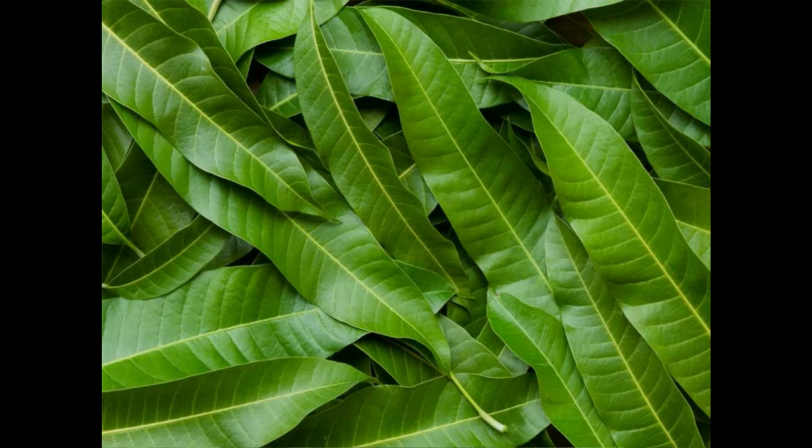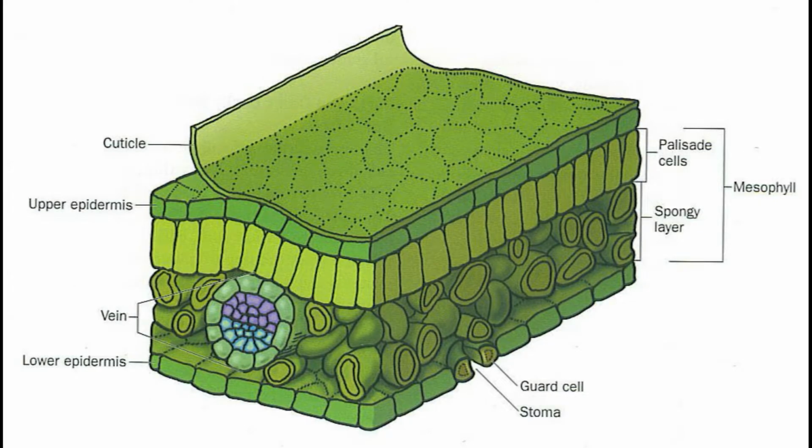Leaf structure. A leaf consists of a broad, flat part called the lamina, which is joined to the rest of the plant by the petiole. Running through the petiole are the vascular branches, which then form the veins in the leaf. These contain tubes which carry substances to and from the leaf.